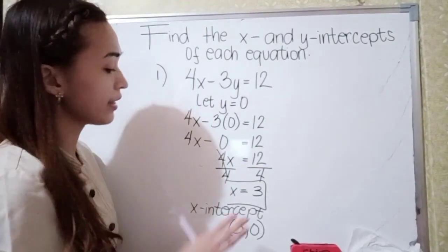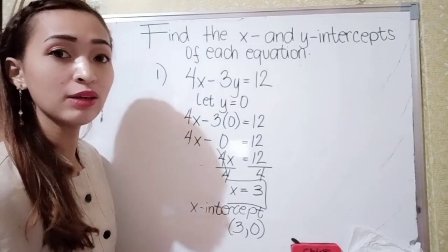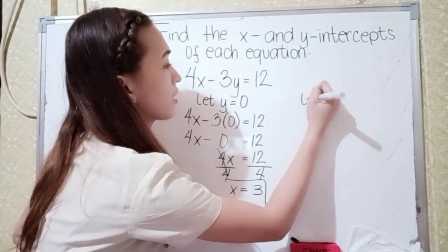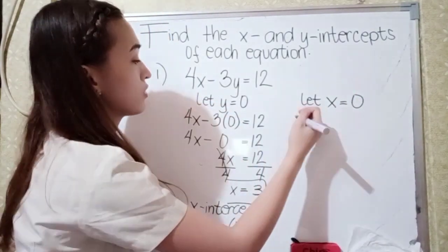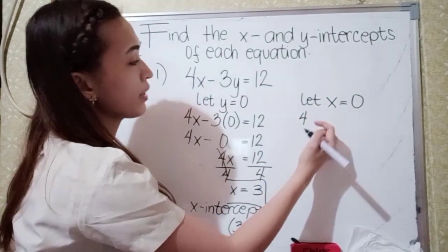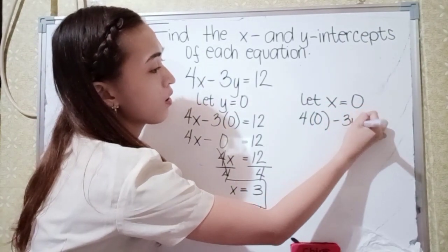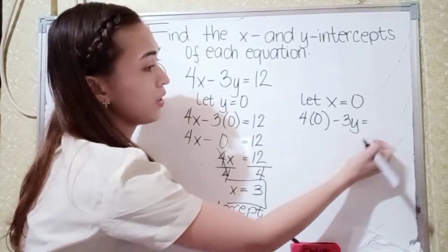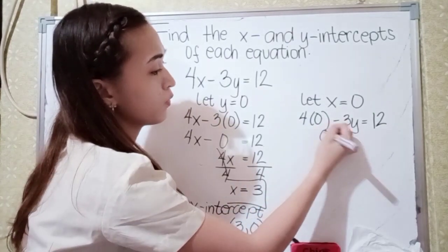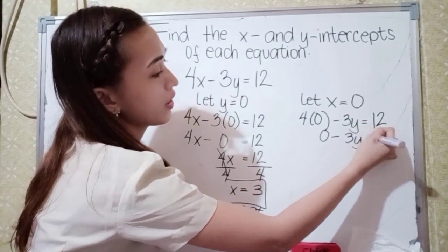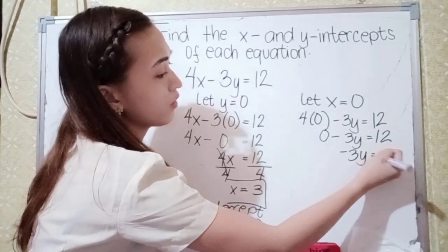Now, let's have the y-intercept. To find the y-intercept, let x be equal to 0. So our x is 0, so 4 times 0 minus 3y equals 12. 4 times 0 is 0, minus 3y equals 12. So this will become negative 3y equals 12.